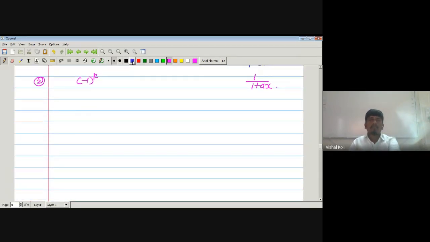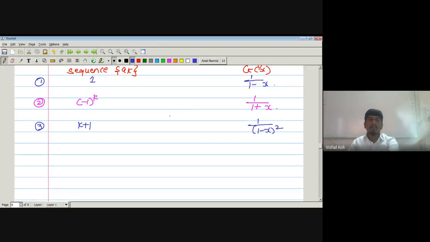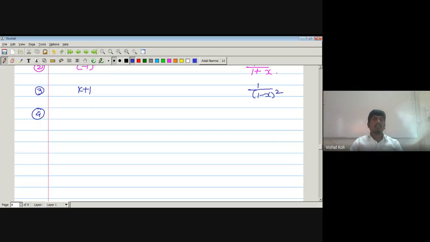Now, third one is k plus 1. Then its corresponding generating function is nothing but 1 upon (1 minus x) squared. Sorry, as here there is no term of a, here there is no a. Since here we have taken a squared, all have value 1, since its general term will be 1. Okay, now fourth one. If suppose the general term of the sequence is k, then its corresponding generating function is nothing but x upon (1 minus x) squared.